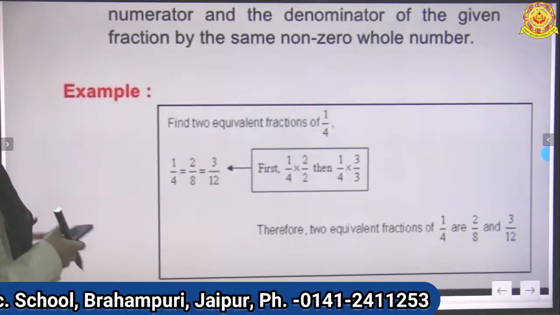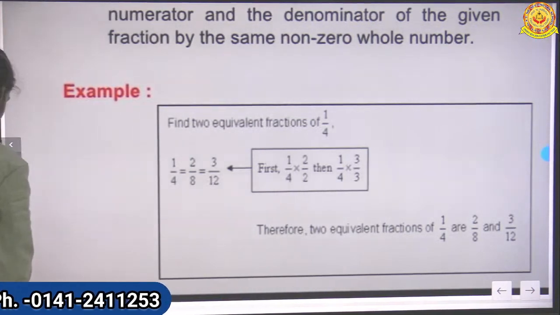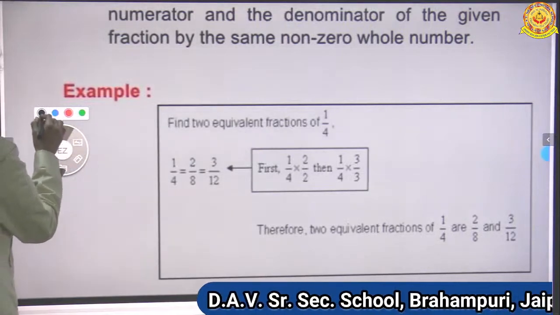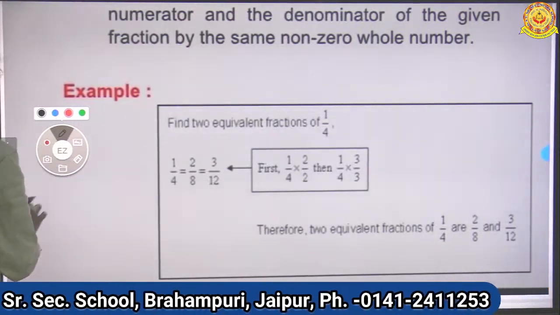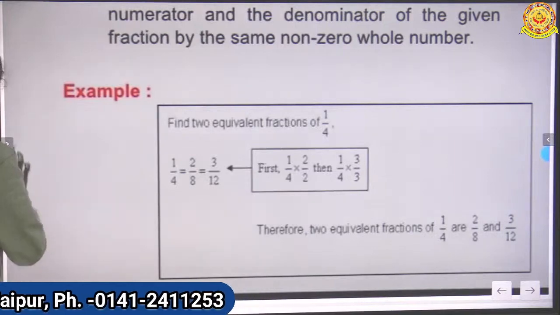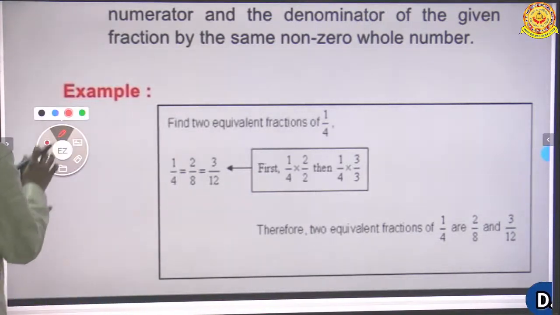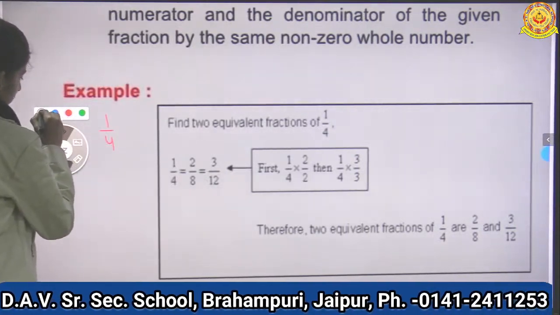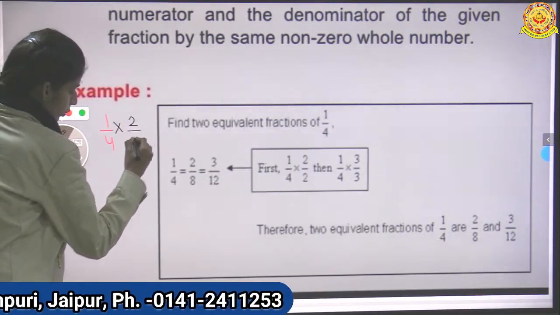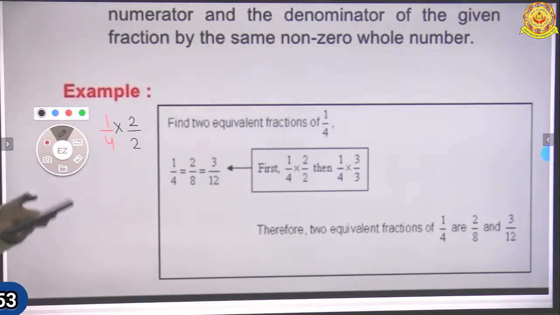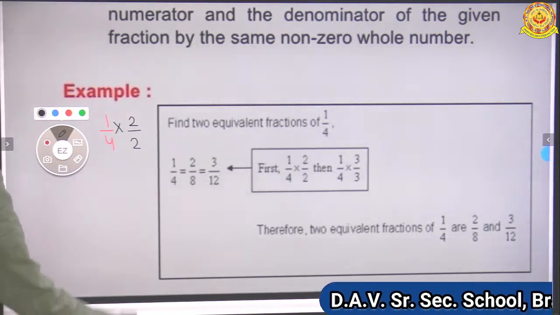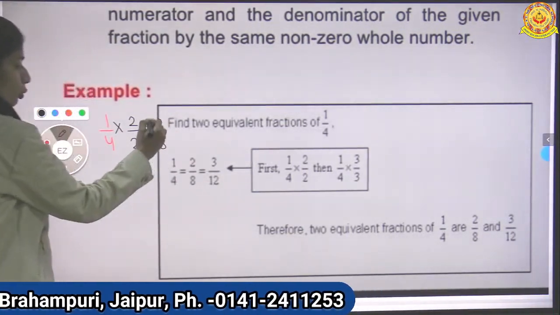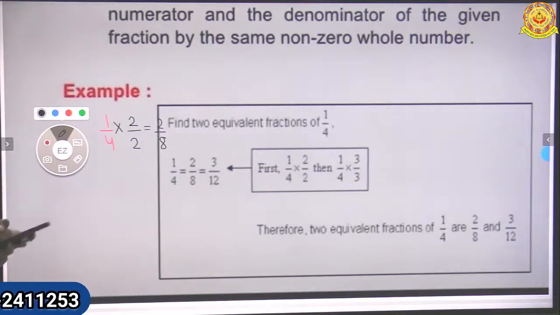So if I am multiplying 1 upon 4 by 2 and 2, like 1 upon 4 is written, I am multiplying this by 2 and 2. Both are the same non-zero numbers, so 2 and 2, it will become 1 2s are 2 and 4 multiplied by 2, 8. So 2 upon 8 is one of the equivalent fractions of 1 upon 4.